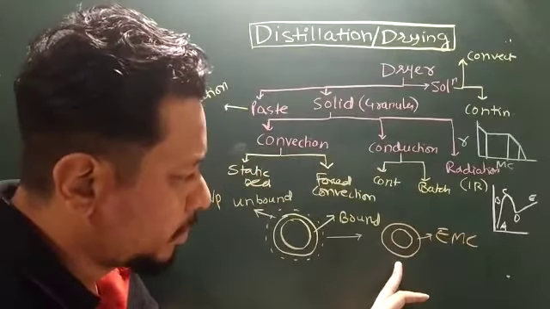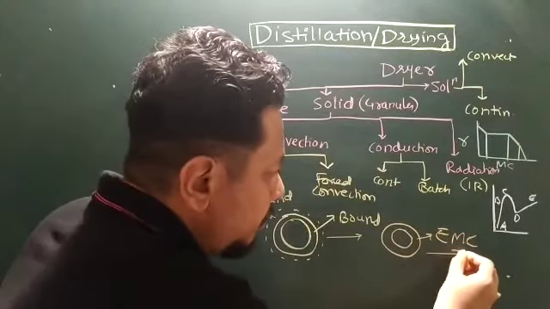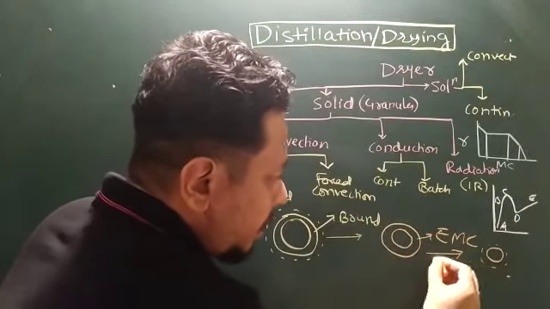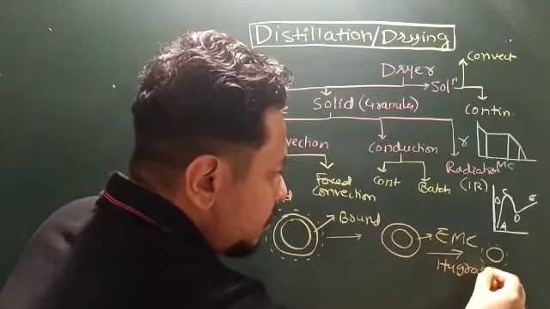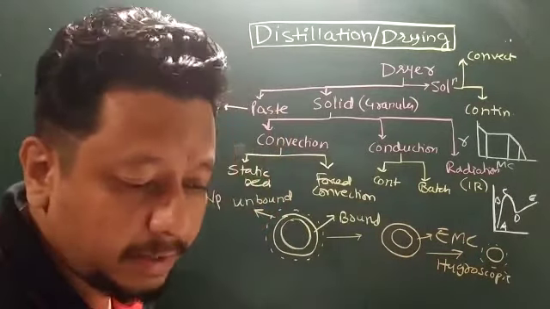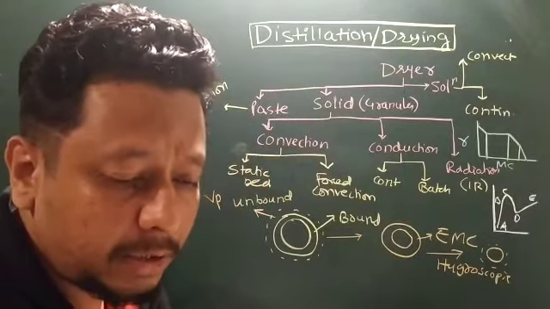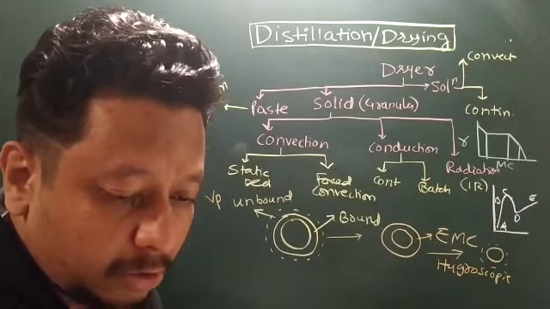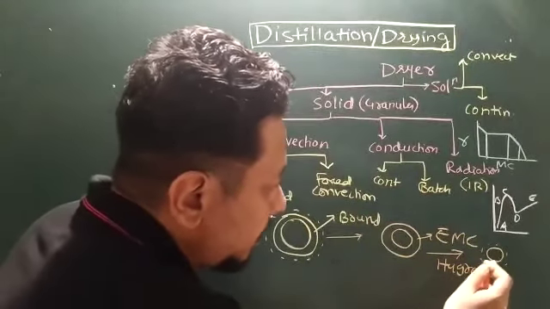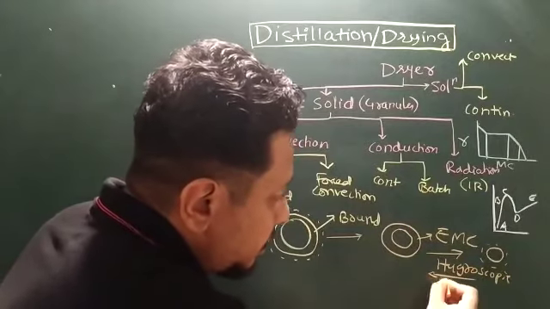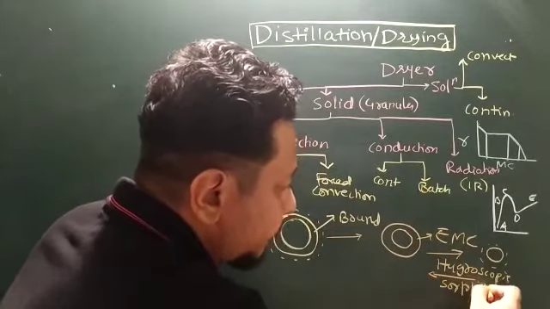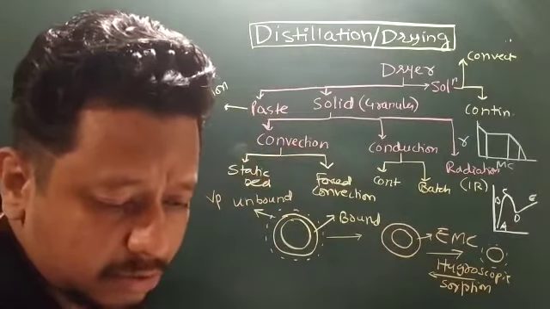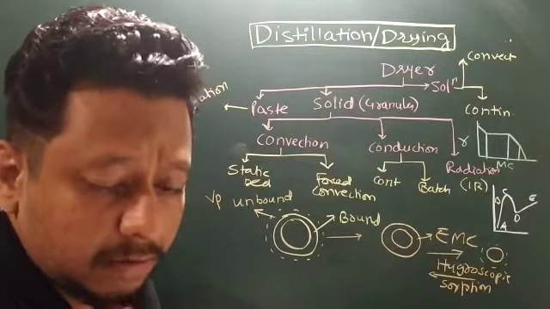Remember, if we go beyond the EMC, then the particular solids become hygroscopic. So that's why drying is a reduction in moisture level till the equilibrium moisture content of a substance. Now below EMC, to gain the EMC, it can exhibit sorption, and when there is an excess over EMC, it can exhibit desorption.